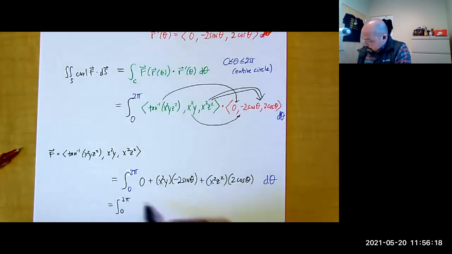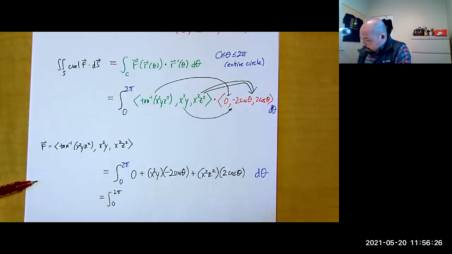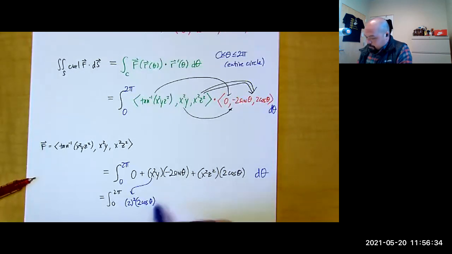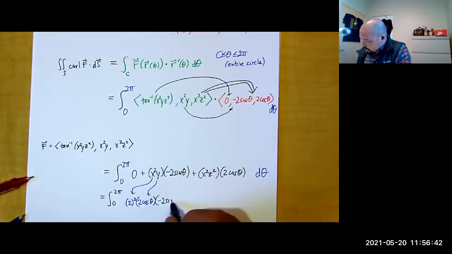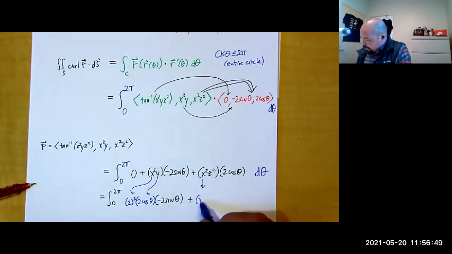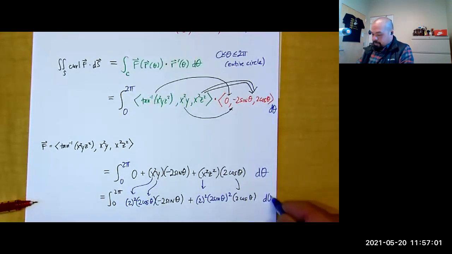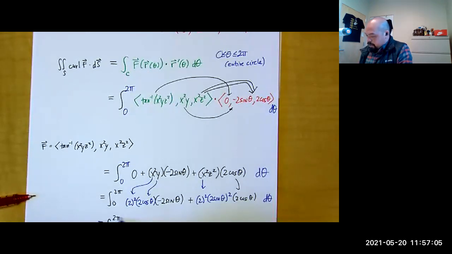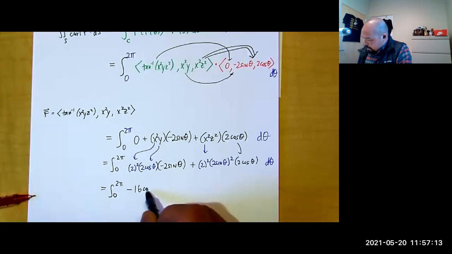So as I start to go through, now x squared y, with our rewriting, that's going to be 2 squared times 2 cosine theta times negative 2 sine theta, plus, and now here, x squared is 2 squared, z squared is 2 sine theta squared, times that 2 cosine theta, all d theta still. And so then here, 0 to 2 pi. 2 squared is 4, times 2 is 8, times 2 is 16, negative 16 cosine theta sine theta.